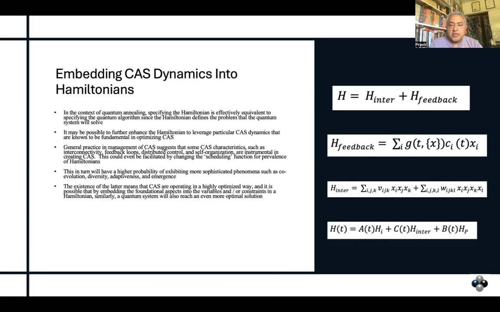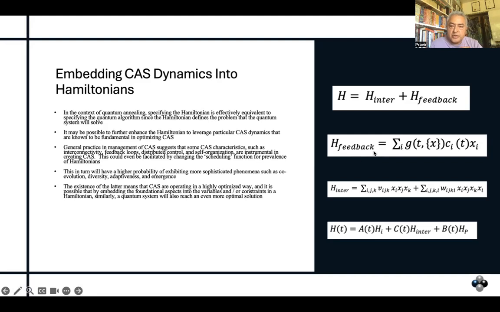But before I get into it, let me just step back into CAS theory. Generally, in CAS theory, as I shared in the beginning, there's many different CAS properties, but there's some foundational properties. For example, interconnectivity, feedback loops, distributed control, self-organization. If these exist in CAS, then we can expect the CAS that's displaying these properties to also begin to display more sophisticated phenomena that we want to see in CAS, such as coevolution, diversity, adaptiveness, emergence. And we want CAS to get to that. But in order to get to that, there needs to be some initial CAS dynamics in play.